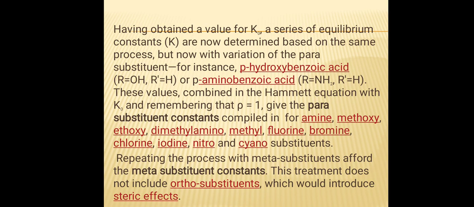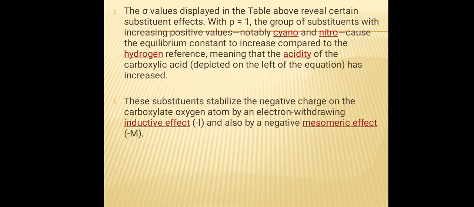Here, para hydroxybenzoic acid and para aminobenzoic acid differ from benzoic acid only in that the substituent is attached to the para position. In the first one, a hydroxy group is attached at the para position, and in the second one an amino group is attached at the para position. That means the only difference is the substituent at the para position of benzoic acid. When the substituent is different, the rate of reaction changes.